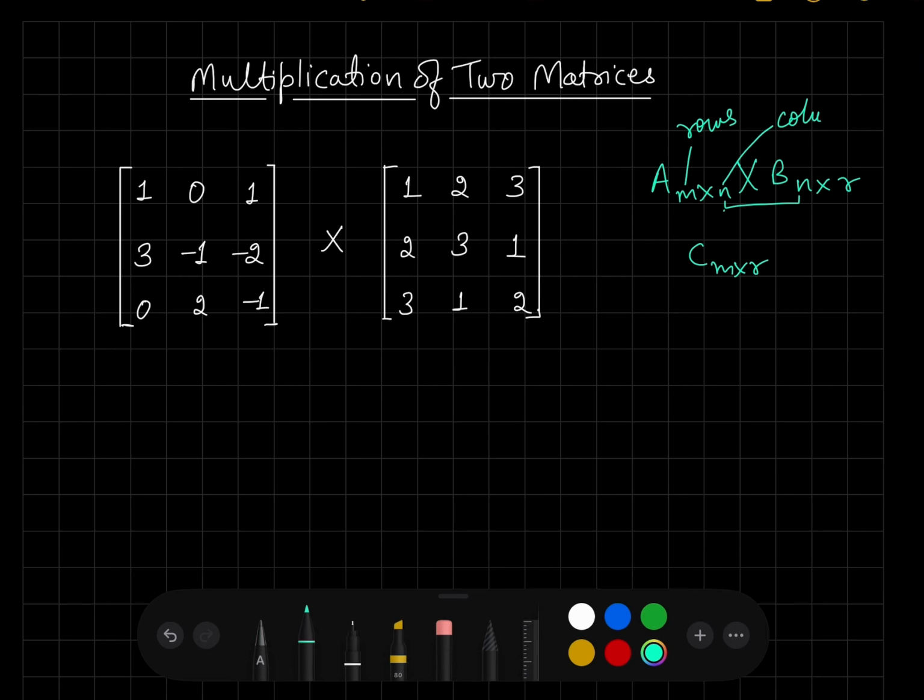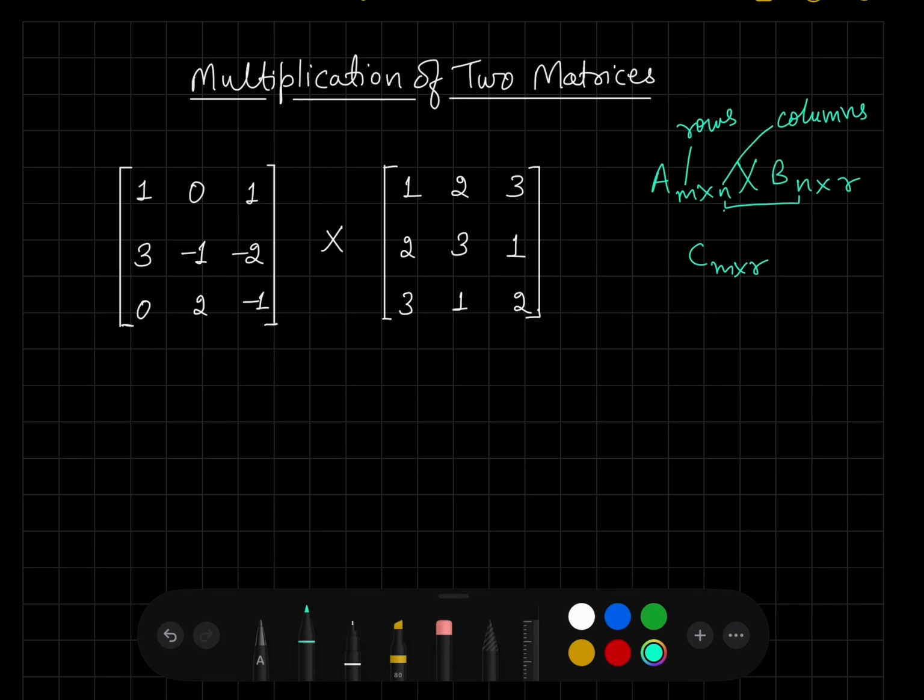So remember this rule, that only when the number of columns of the first matrix is equal to the number of rows of the second matrix, in that case only we will be able to multiply the two matrices, and the resultant matrix order would be m by r. Now let us multiply these two matrices which I have written here.